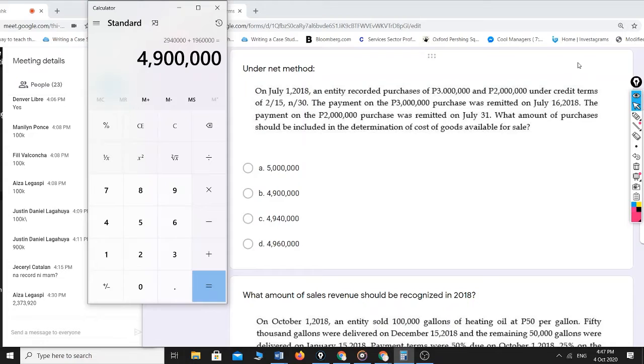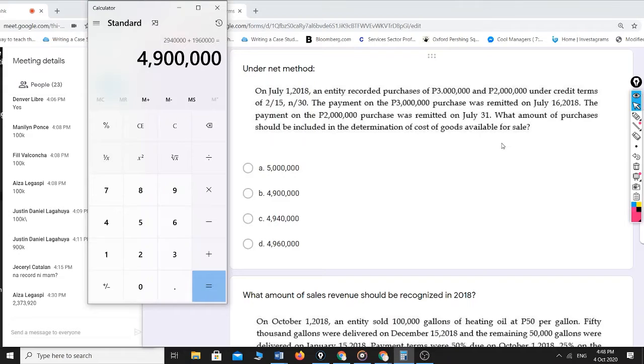So, muna na siya guys. Muna ang amount of purchases. So, unsay nahitabo atong kuan? Since, diba, purchases, for the second purchases, 1,960,000 yung credit accounts payable, 1,960,000. Pero wa man siya ka-avail because July 31 na siya ming bayad, wala siya ka-avail sa purchase discount na 40,000.